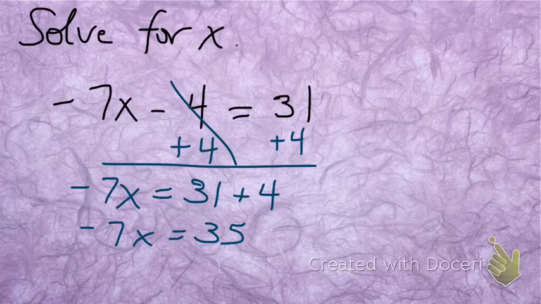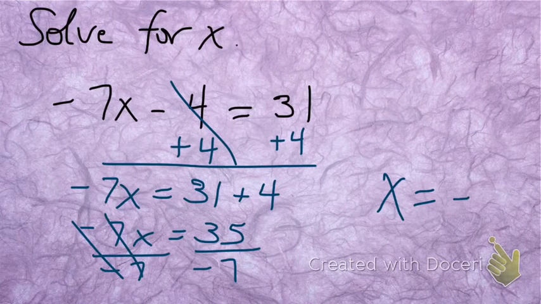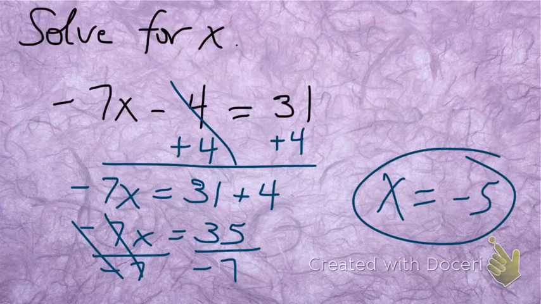Next, we're going to reverse -7. -7 is so close, it's being multiplied. We reverse multiplication with division. And we know that a positive divided by a negative is negative. So our answer is -5.